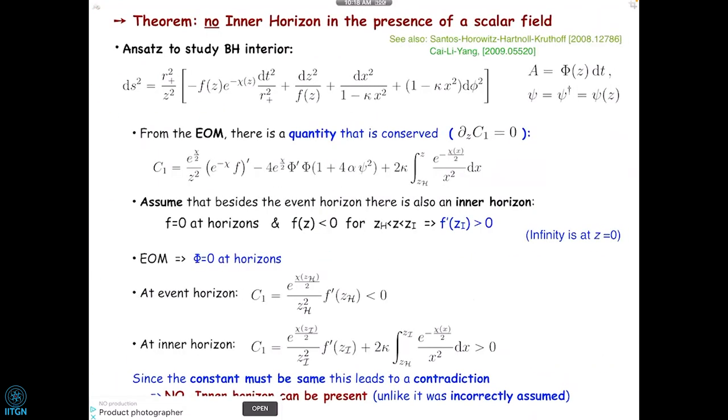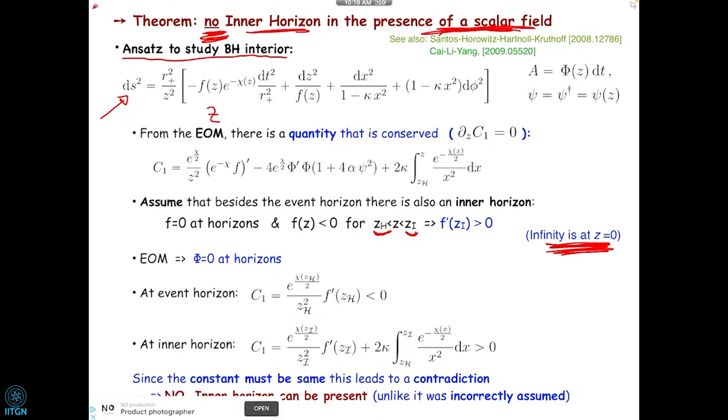First of all, let me right away give you a theorem that proves that when we have a scalar field, there can be no Wigner horizon, no Cauchy horizon. For that, I need an ansatz to study the black hole interior. The ansatz that I propose is this one, where Z is the radial coordinate. And Z is such that infinity is at Z equals zero, and the would-be Cauchy horizon is at a very negative Z. Okay, so I have the event horizon at ZH, I have the Wigner horizon at ZI. Okay, so the more negative Z becomes, the closer I am to the Wigner horizon.